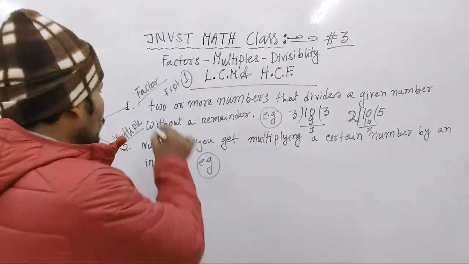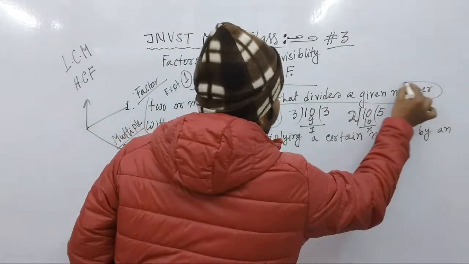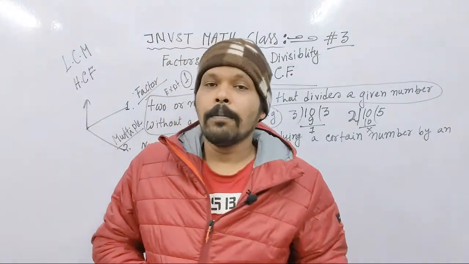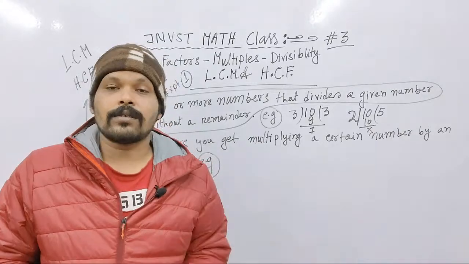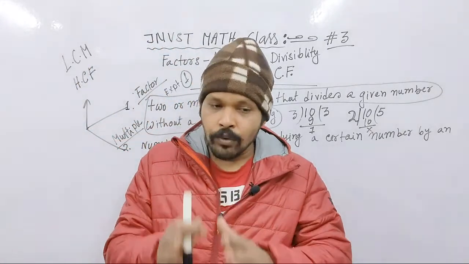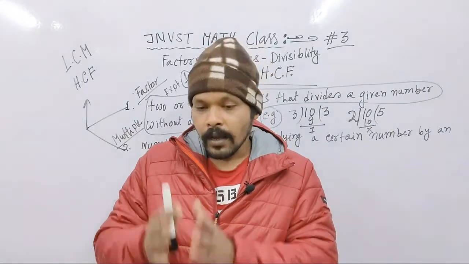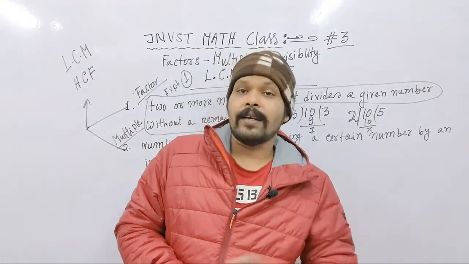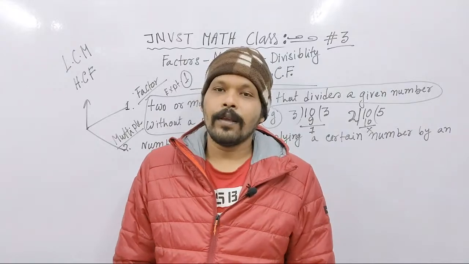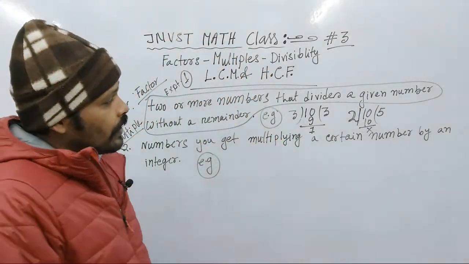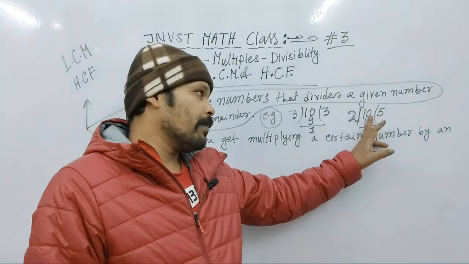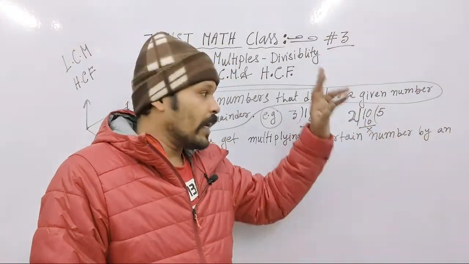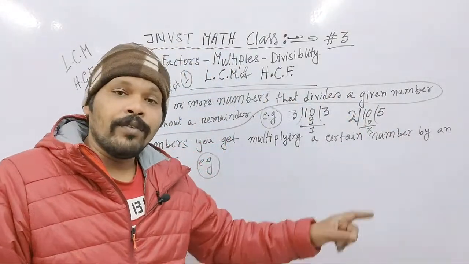This is the definition in the book, but we have to learn it in our own sense. A factor is a number by which we can divide another number. A factor of a number is a number by which we can divide that number. So here we have seen the example 10. We can divide 10 by 2, that is why 2 is a factor of 10. We can divide 10 by 5, that is why 5 is a factor of 10.